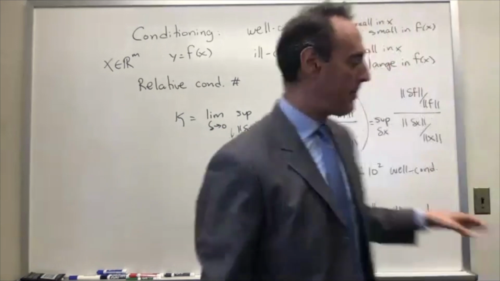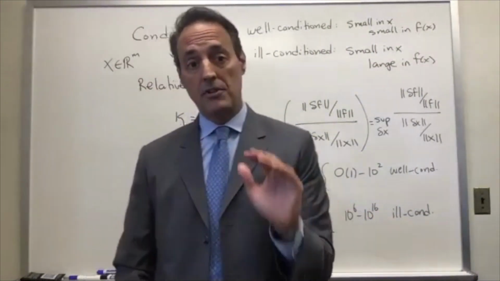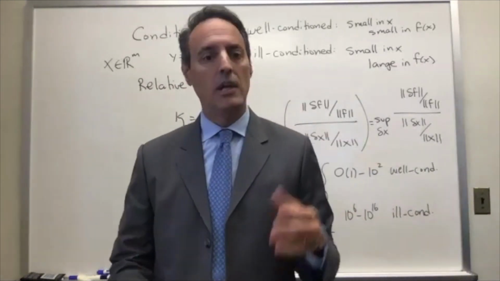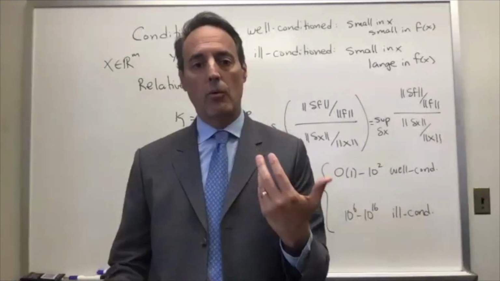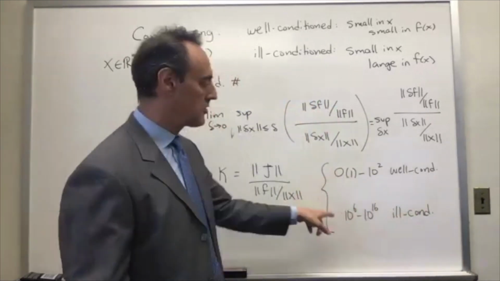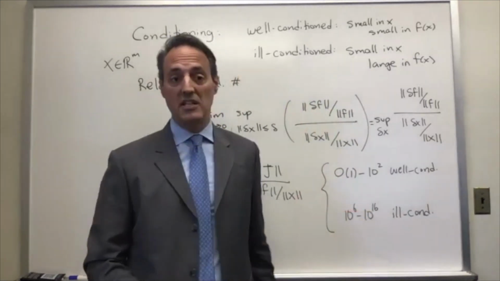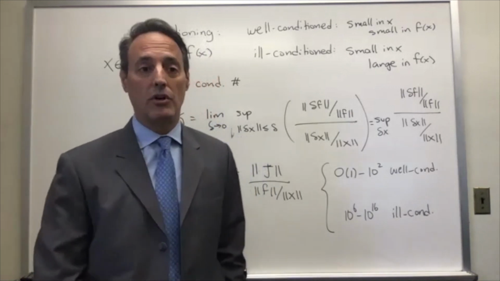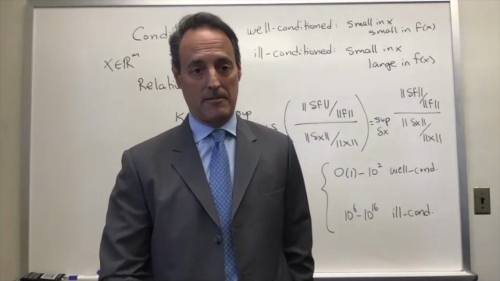And by the way, why do I put 10 to the 16 here? Because it turns out when you're doing computations on any of these devices that we have available to us, you're typically doing double precision operations, right? So you have numerical round off that's around 16 decimal places, 10 to minus 16. So the biggest the condition number is going to get is around 10 to the 16. So basically, if you see 10 to the 16, you're in trouble. Your matrix is so ill conditioned, you should not trust any results that you get from it.